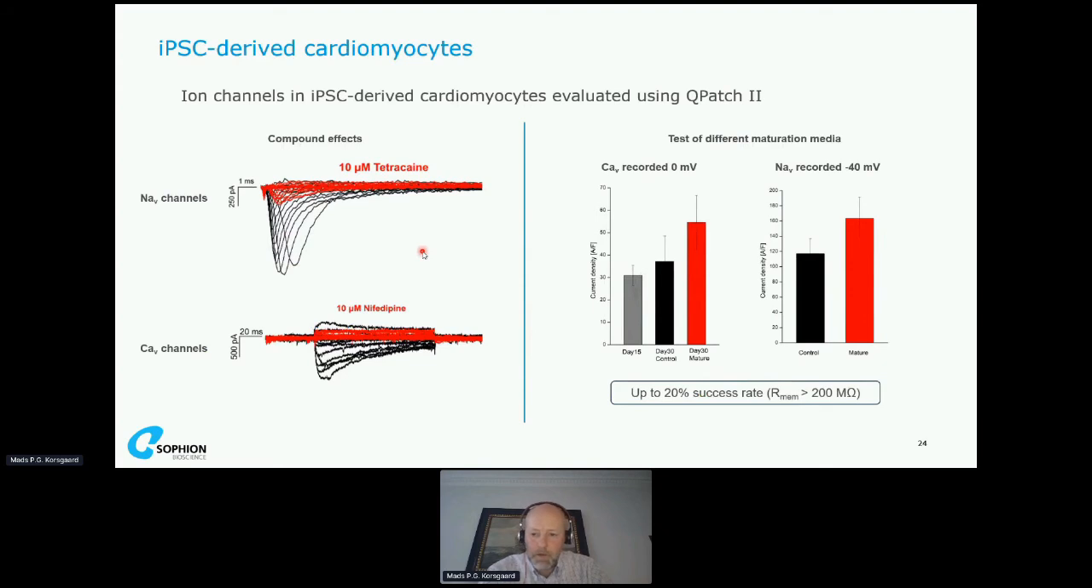You already heard a little bit about cardiomyocytes. We have looked into those for quite some time. In this case, you can see here some recordings from Qube 2, taking the cells and looking at whether they respond to tetracaine, indicating that there are NaV channels in them, or nifedipine, indicating that there are CaV channels. Also looking at the cell prep, how can we handle these cells so we get as high success rates as possible. And as Thomas already mentioned, they were very low in the beginning, down to very low double digits, and in this case we are up to 20%.